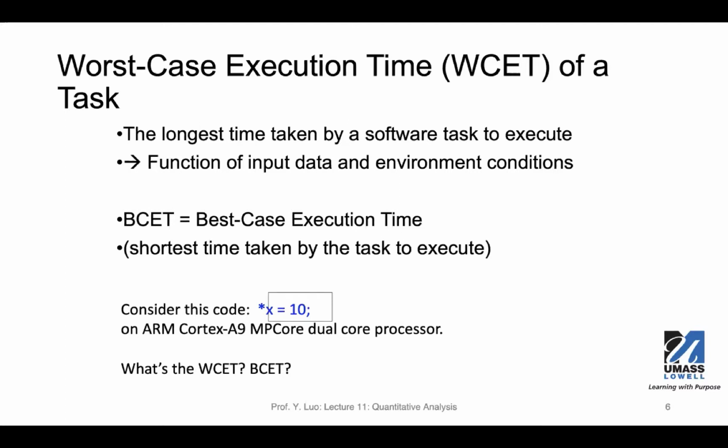Now, there are many factors that influence how a task executes. Let's take a look at this very short example. This is one line of C code, *x = 10. Let's assume that x is a variable declared earlier. What this line of code does is assign the integer value 10 to a memory location pointed to by x. So it's a memory write operation.